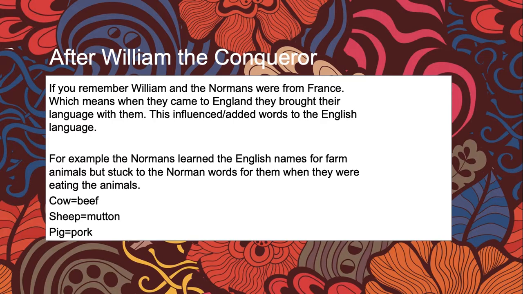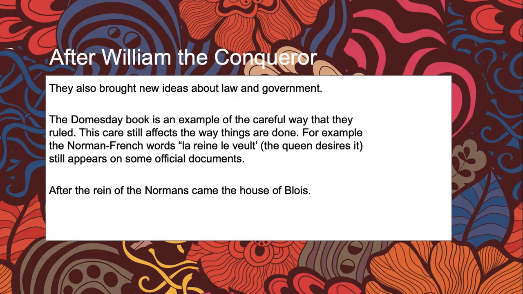So if I say there is a cow, okay, that cow is the English word, but beef is the Norman or the French word. Sheep is the English word. Mutton is the French word. And then pig, pork. They also brought new ideas about laws and government.